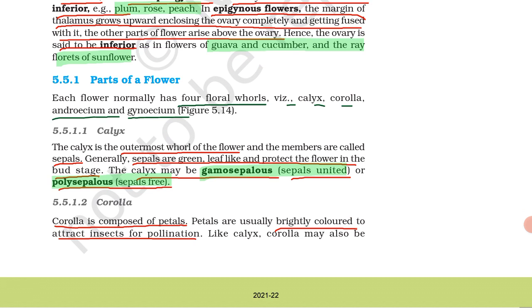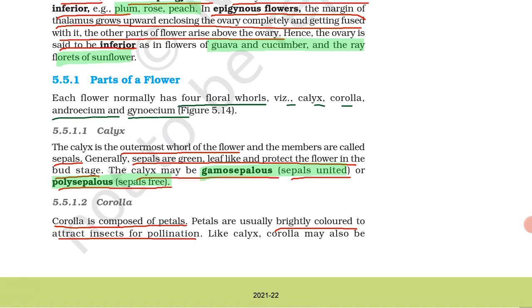Generally, sepals are green, leaf-like and protect the flower in bud stage. When we see the bud of any flower, there is a green leaf-like structure which protects the flower in bud stage. It is called calyx, also called sepals. The calyx may be gamosepalous, meaning sepals are united or fused, or polysepalous, when the sepals are free.